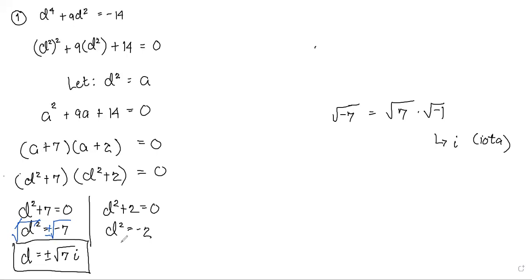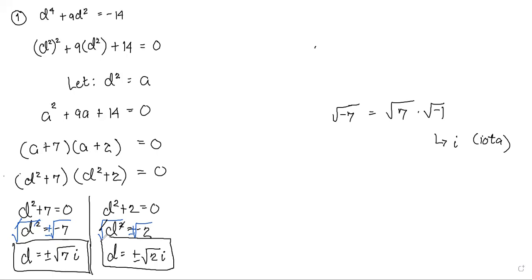Then for d squared equals -2, we do the same. D equals, oops, there should be no square there. Again, when we extract this, we apply the square root, so nothing happens there, cancel. So d is equal to plus or minus the square root of 2 i also.